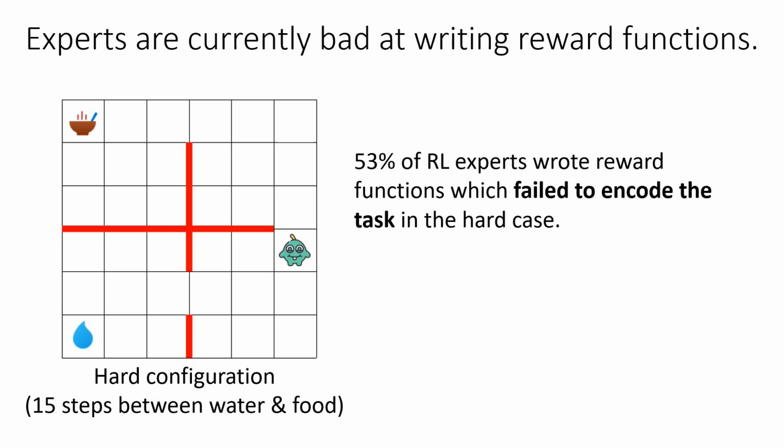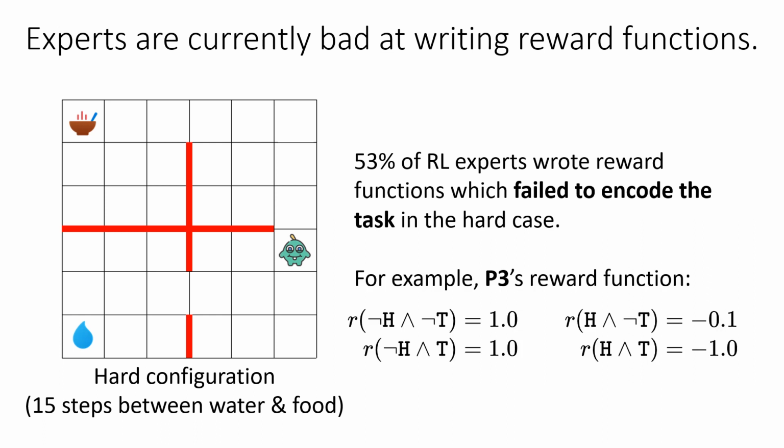Forget alignment in the real world. 53% of RL experts wrote reward functions which failed to encode the task in the hard configuration for this simple grid world environment. For example, user P3's reward function fails to encode the task in the hard case. In this setting, the benefit of drinking outweighs the benefit of eating. In the hard case, these reward functions consistently incentivize getting water too heavily. They also tend to disregard the cost associated with traveling from the food to the water, typically in the hungry and thirsty state.